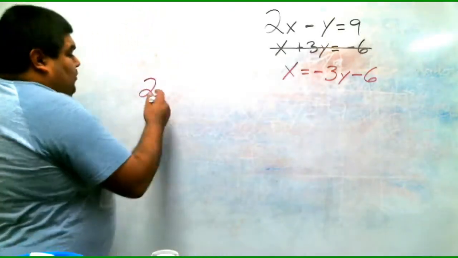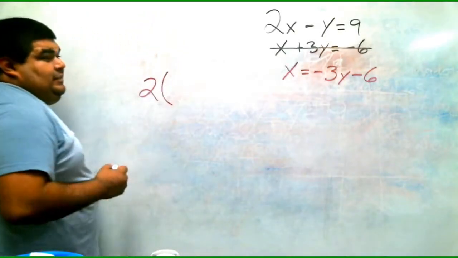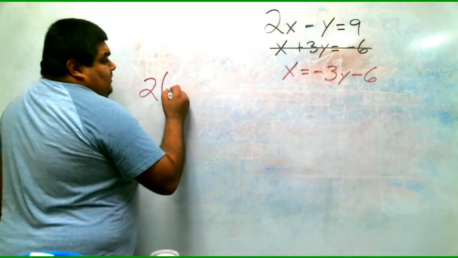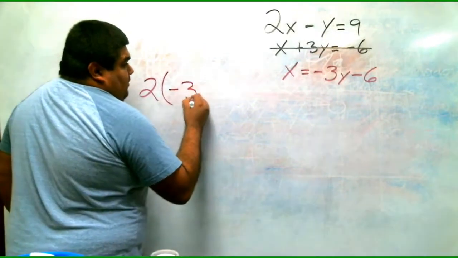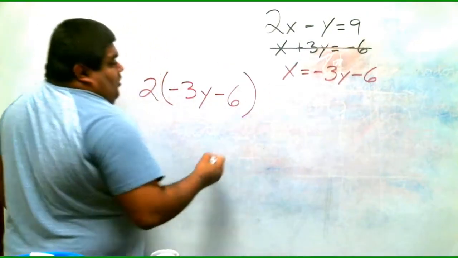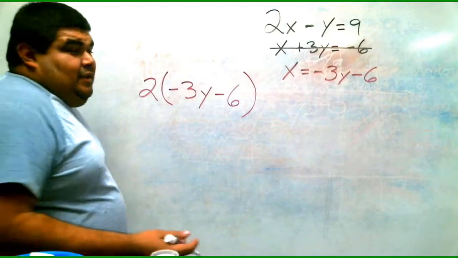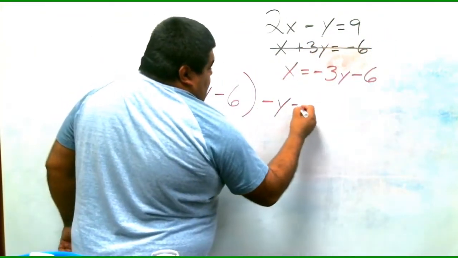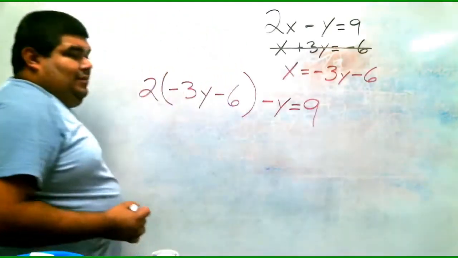So we have 2 parentheses, what x is the value of, okay? So the value of x is negative 3y minus 6. Close our parentheses and then keep the rest of the equation. Minus y equals 9.